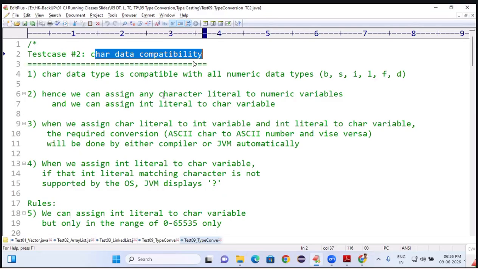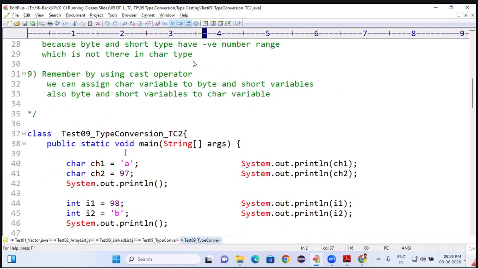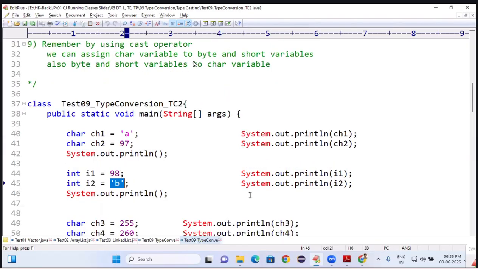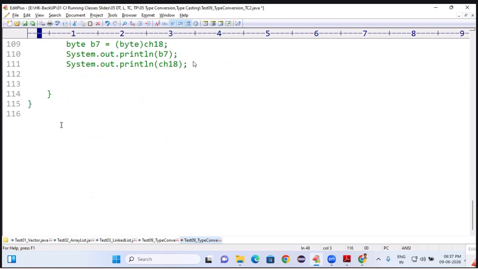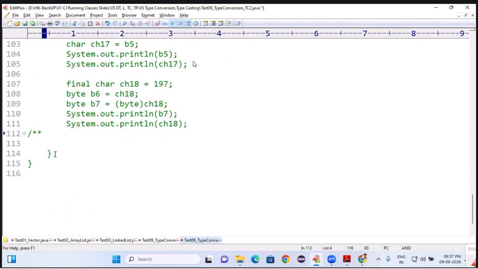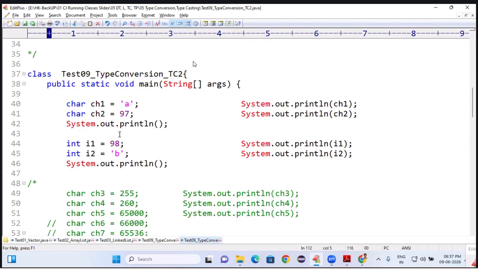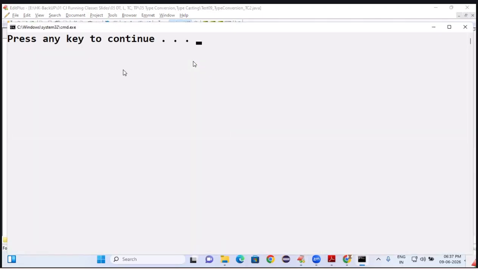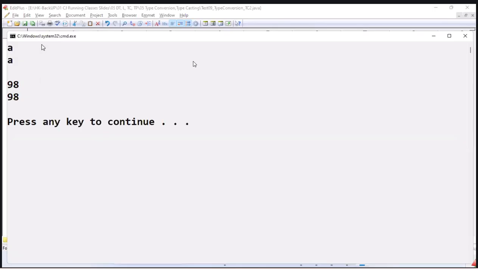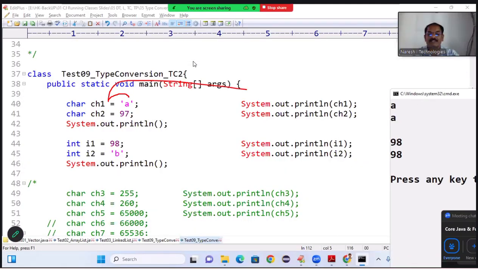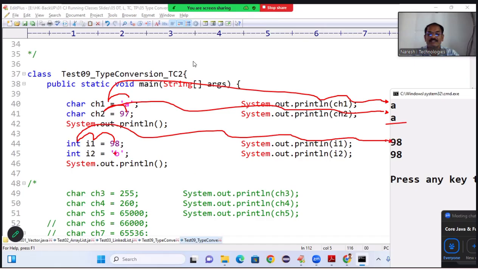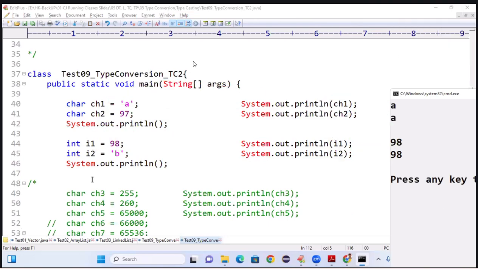Test case number 2, char data type compatibility. Look, this is 97, 98, B. For the given programs, you have to write the comments like this. Line by line, you have to compile, execute and learn. Control 1, compile. Control 2. What is the output? We assigned A, and A is printed as A. We assigned 97, converted to a character and printed. We assigned 98, the data type is int. We assigned a character, converted to int, and 98 comes. Conversions are done automatically by the compiler and JVM.